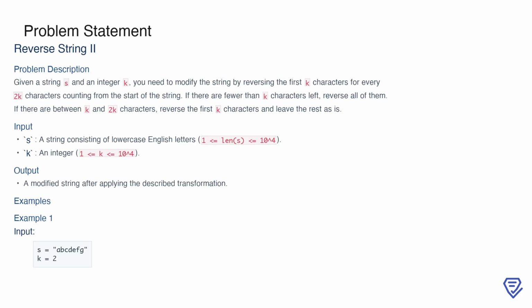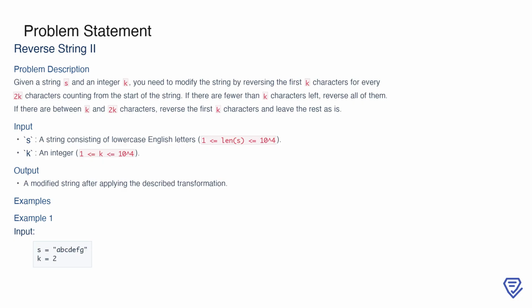In this problem, we're tasked with transforming a given string s based on an integer k. The transformation involves reversing specific portions of the string. Starting from the beginning of the string, you reverse the first k characters within every segment of 2k characters. If the remaining characters are fewer than k, you reverse all of them. On the other hand, if the remaining characters are between k and 2k, you reverse the first k characters and leave the rest as they are. The goal is to return the modified string after applying these rules.